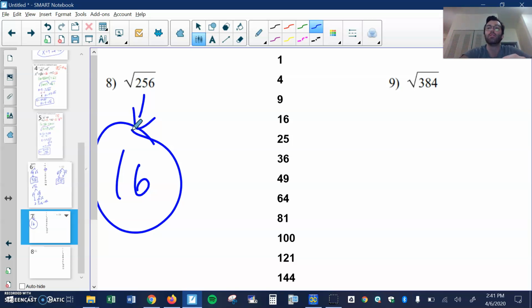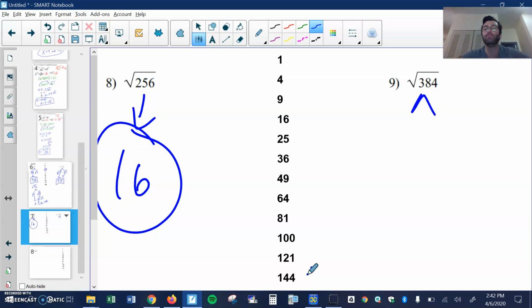Here we go. 384. Perfect square that multiplies into 384. Well, I want to start from the bottom. So I'm going to start from the bottom. See if 144. 384 divided by 144. No. 384 divided by 121. No. 384 divided by 100. 384 divided by 81. 384 divided by 64.